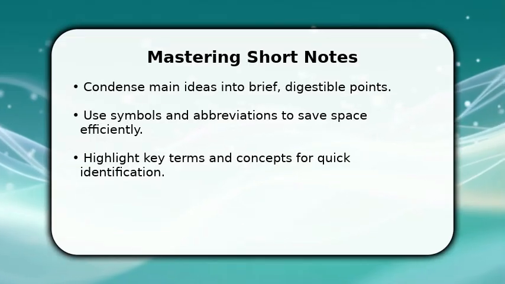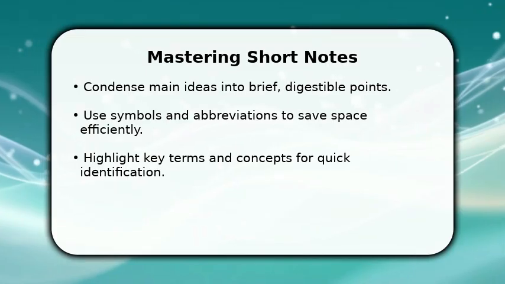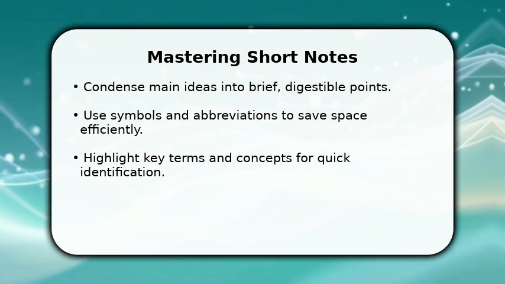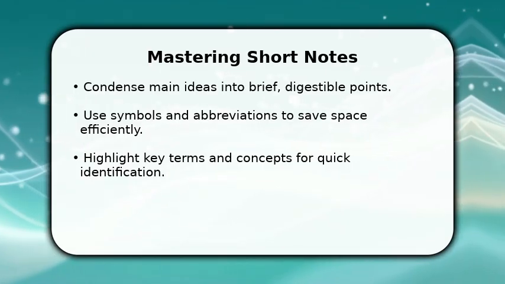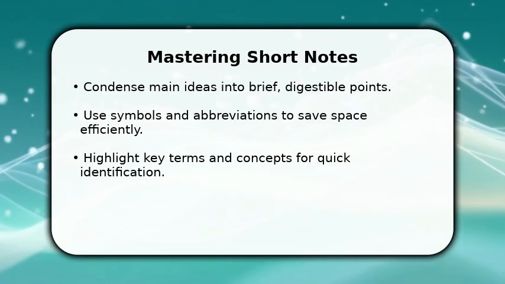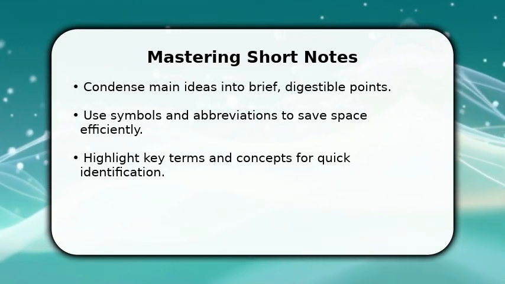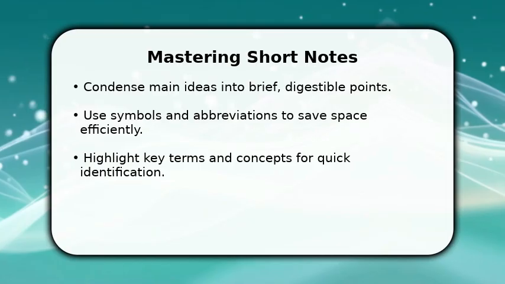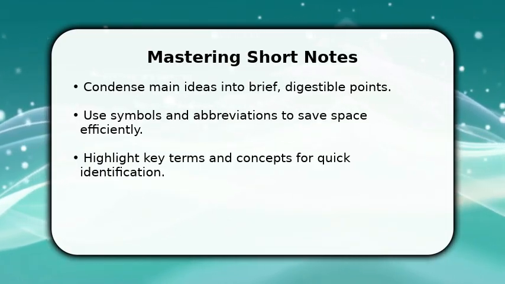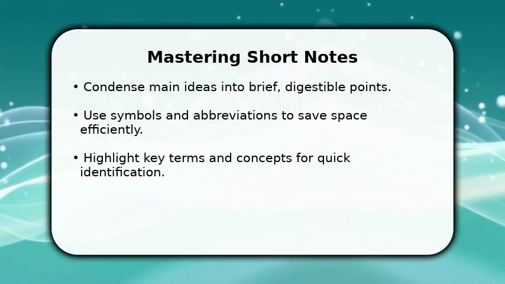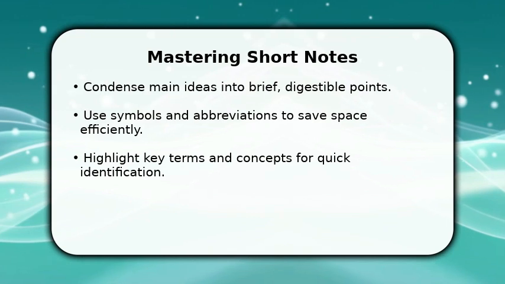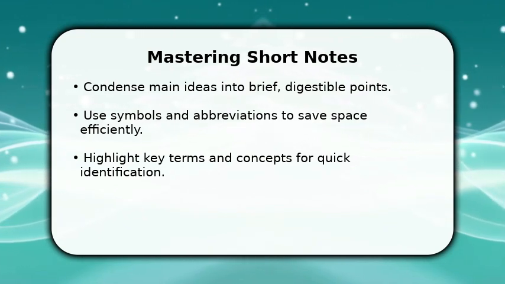In this video, I will explain how to study short notes. Begin by transforming your extensive study materials into concise summaries, focusing on the core concepts. Aim for notes that capture the essence of a topic in just a few words or phrases. Employ a consistent system of abbreviations and symbols to streamline your writing process. For instance, use an asterisk for important points or an arrow to indicate cause and effect. This initial step is crucial for creating effective study tools.